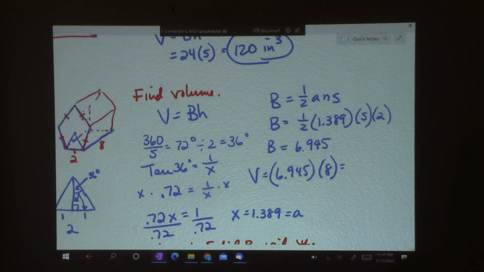let's see, 6.945 times 8, 55.56, which is centimeters cubed. Okay, so that's how I find the base area of like a pentagon, a hexagon, an octagon. I'm going to have to use the trigonometry for that.